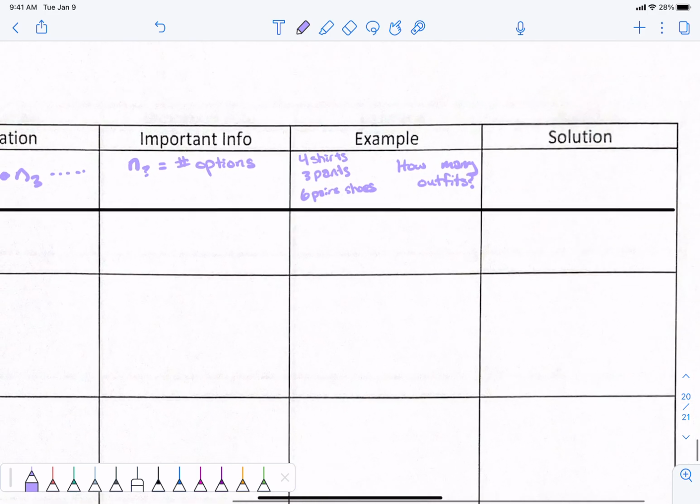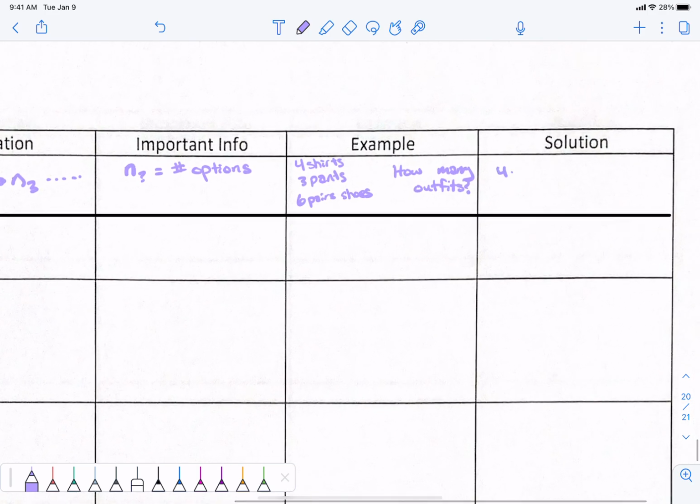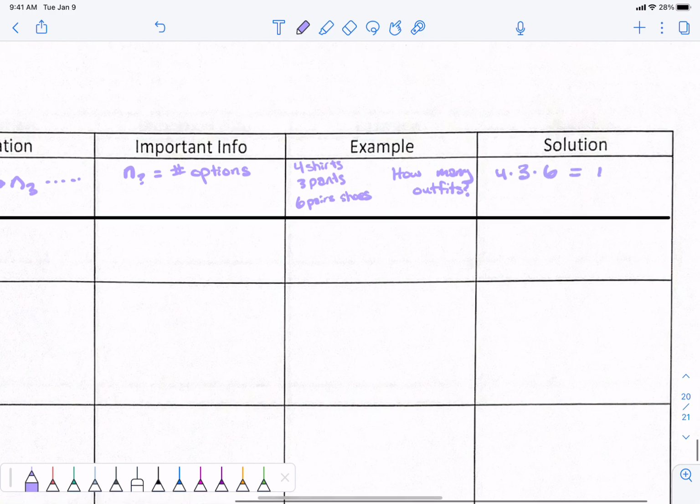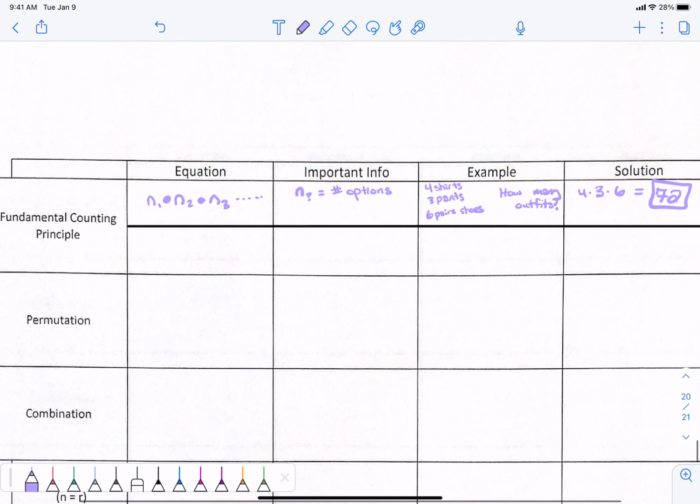So how many different outfits can we have? We take 4 times 3 times 6, and that's 12 times 6, or 72. 72 different outfits. Yeah, something like that. Okay. All right. Moving on down below.